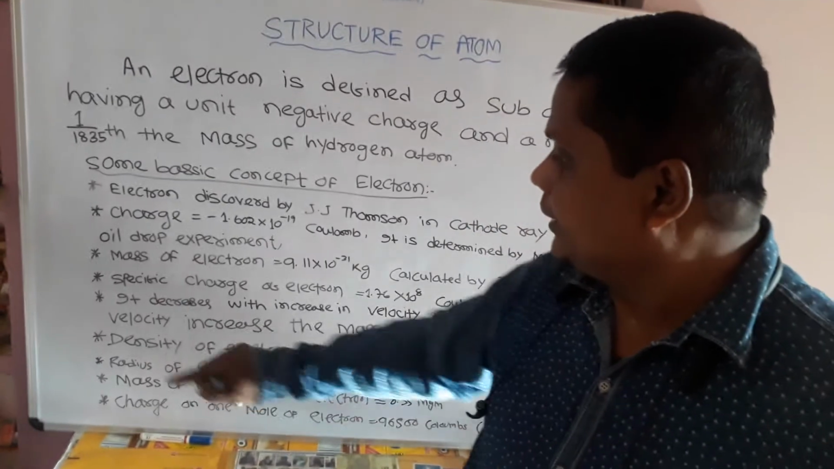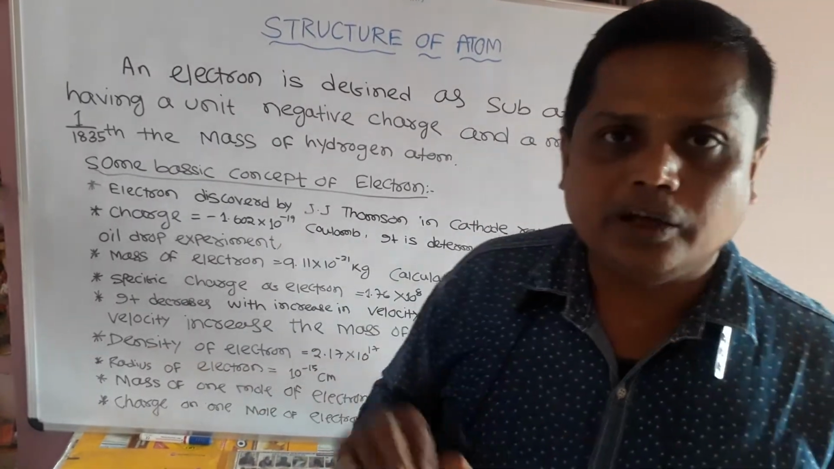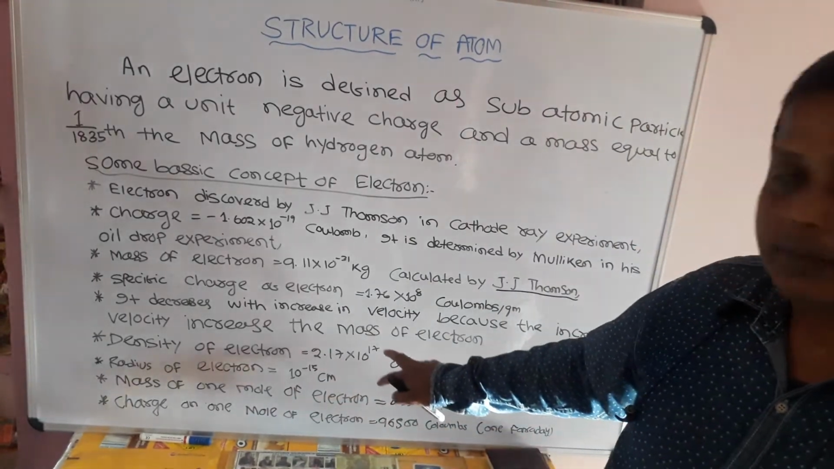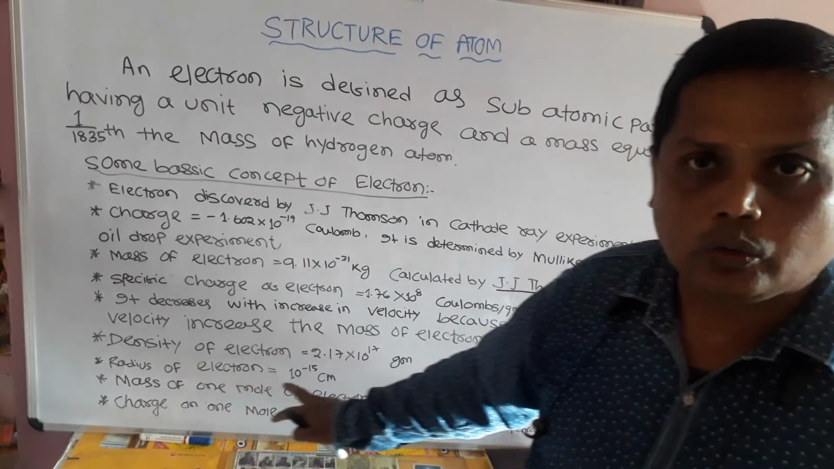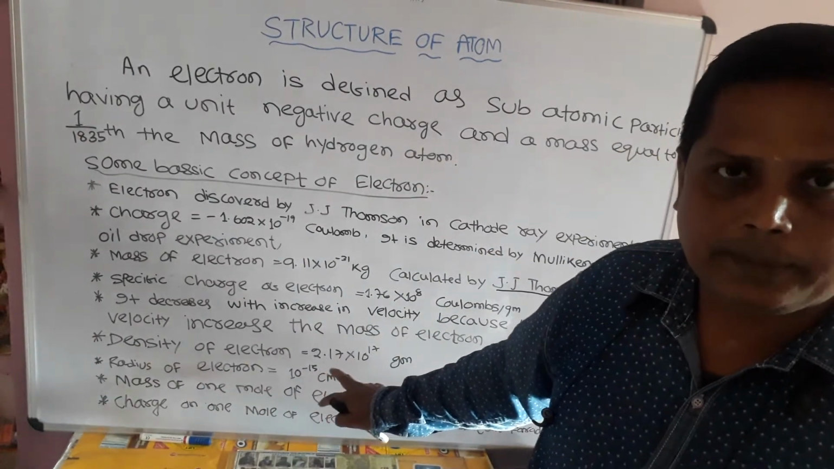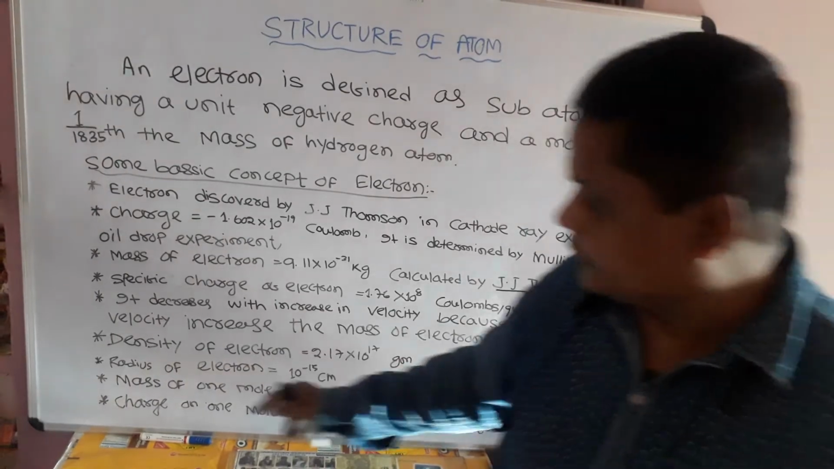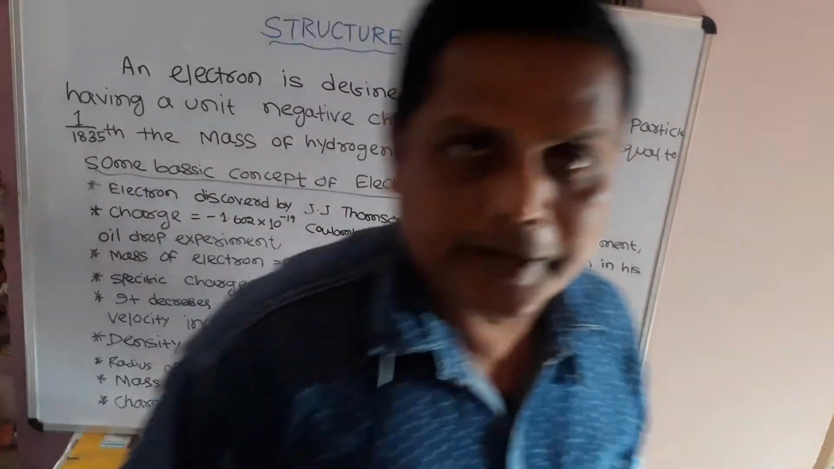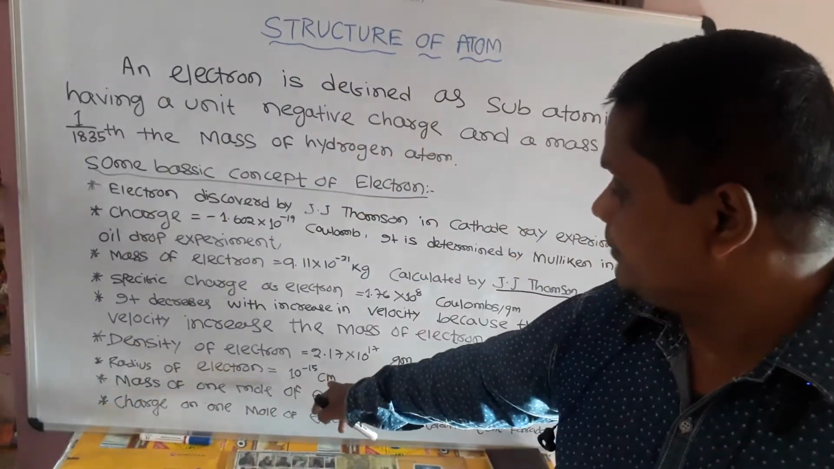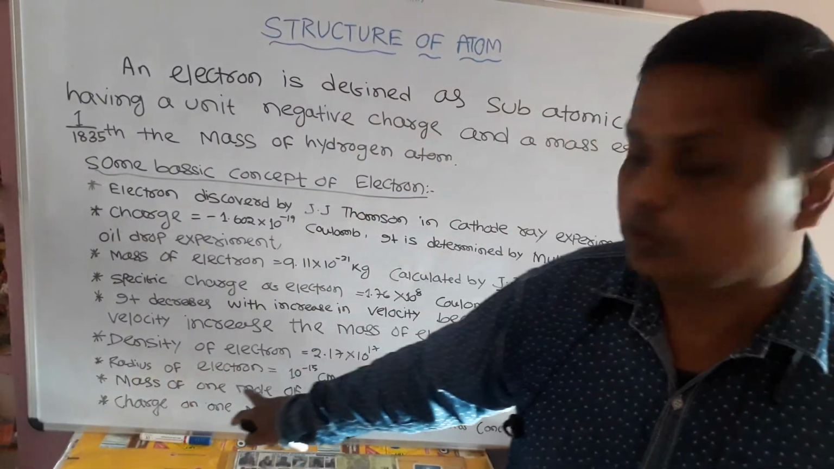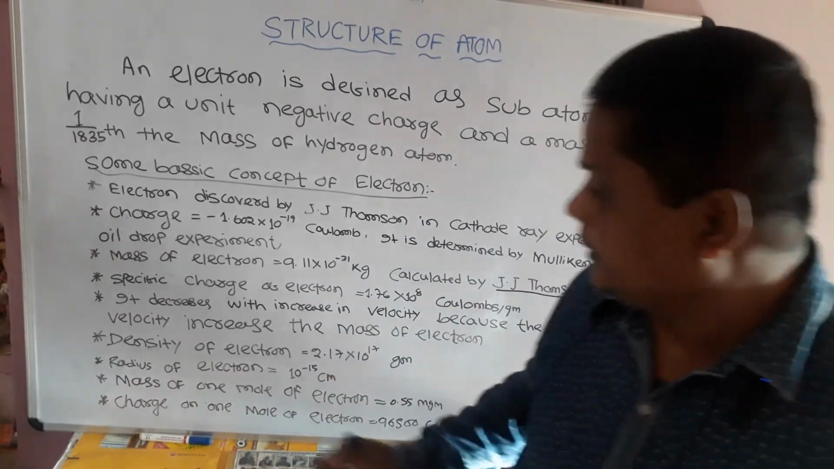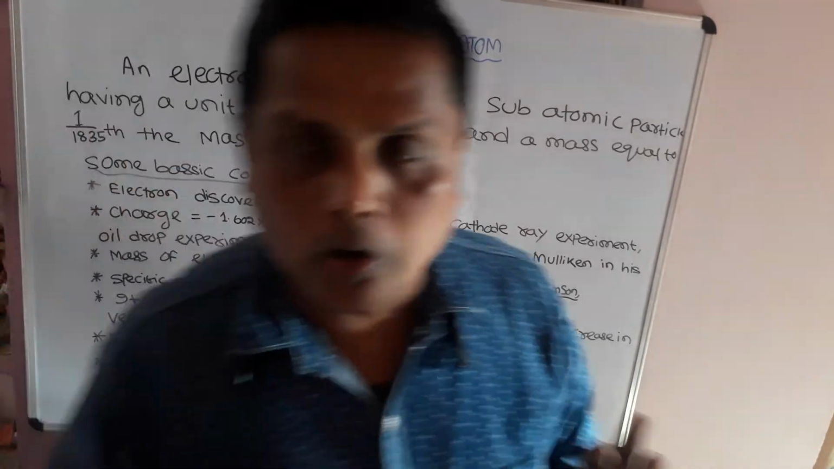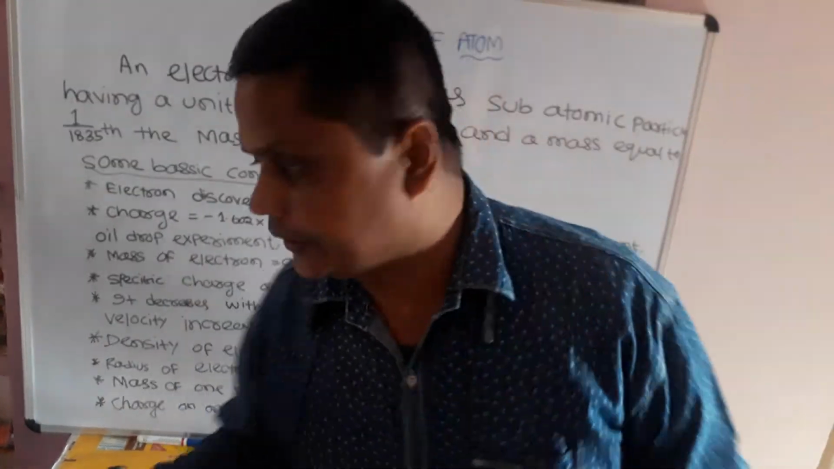Next, density of the electron equals 2.17 times 10 to the power 17 grams. Next, radius of the electron equals 10 to the power minus 15 centimeters. Next, mass of 1 mole of electrons equals 0.55 mg.